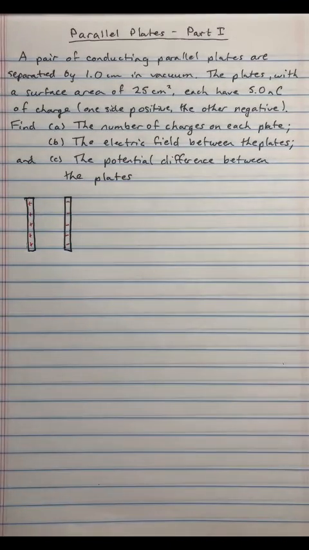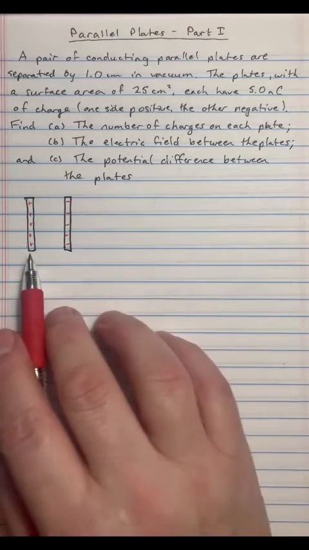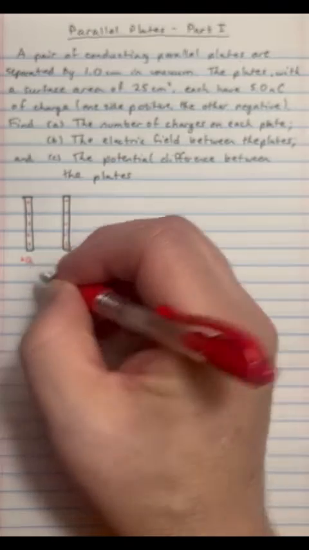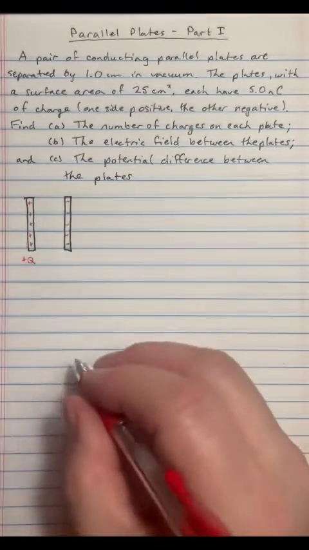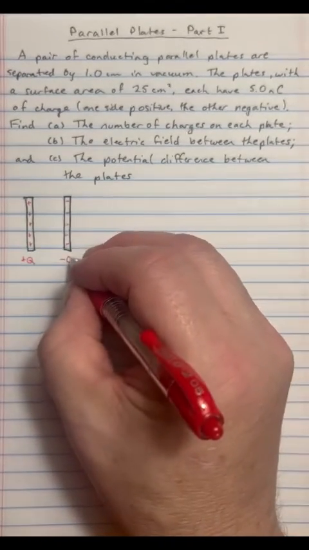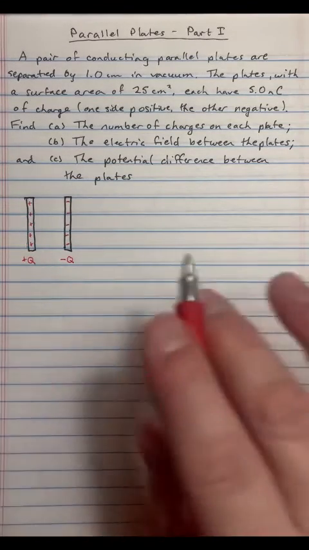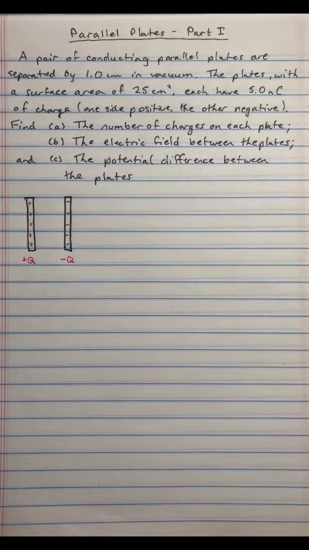So a couple things about this. First, these are just to show one side's positive, one's negative. And then the left-hand side will have a total of a positive capital Q of charge, and the right-hand side, a total of a negative Q of charge like that. So the actual number of charges we're going to determine, that's part of our problem today.